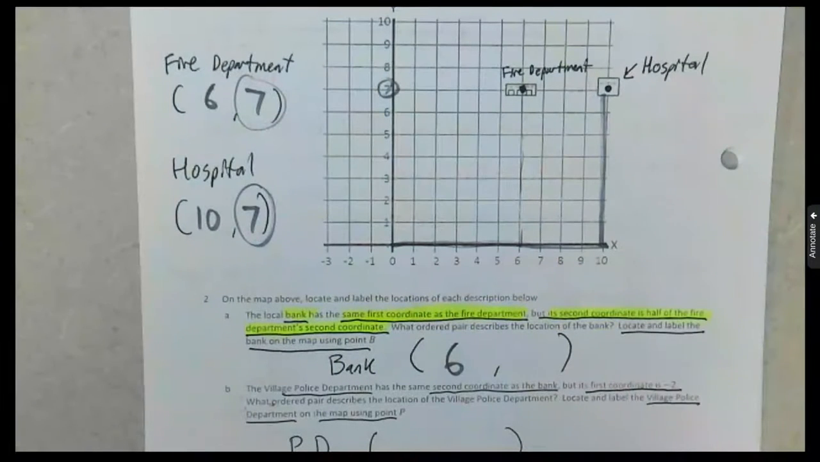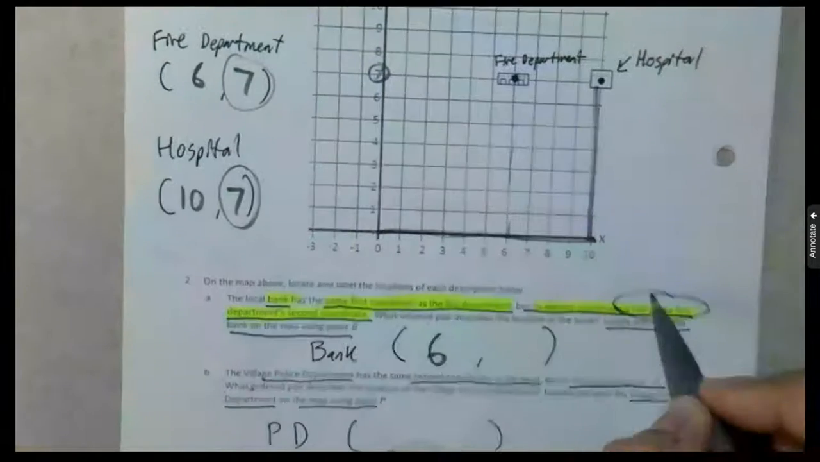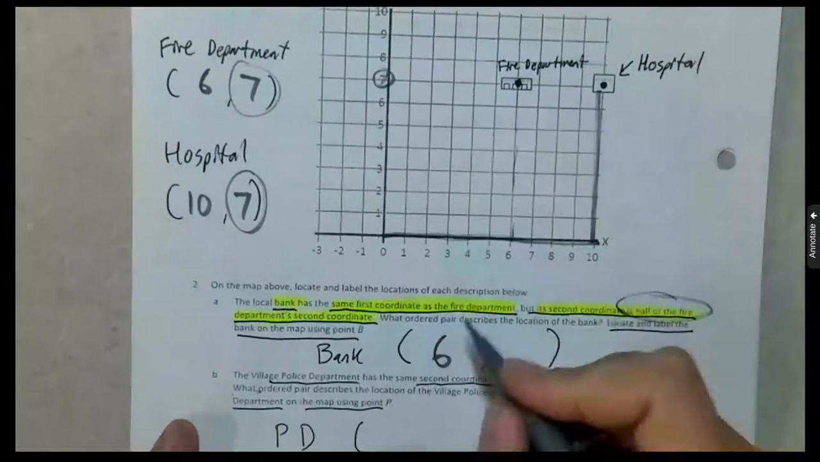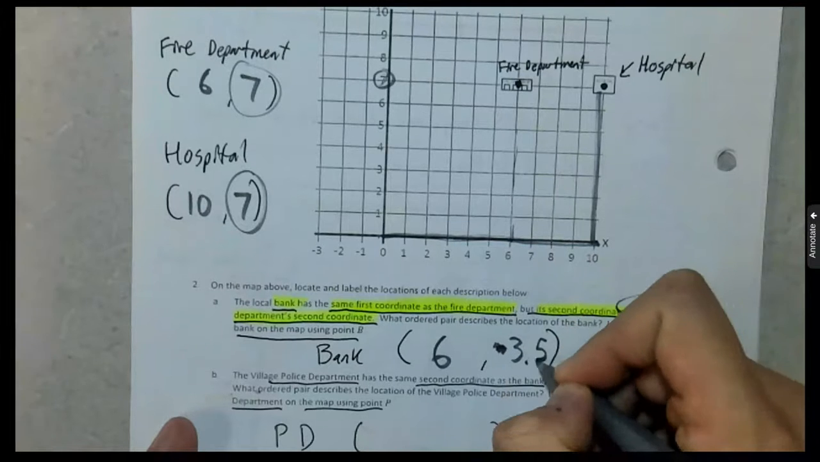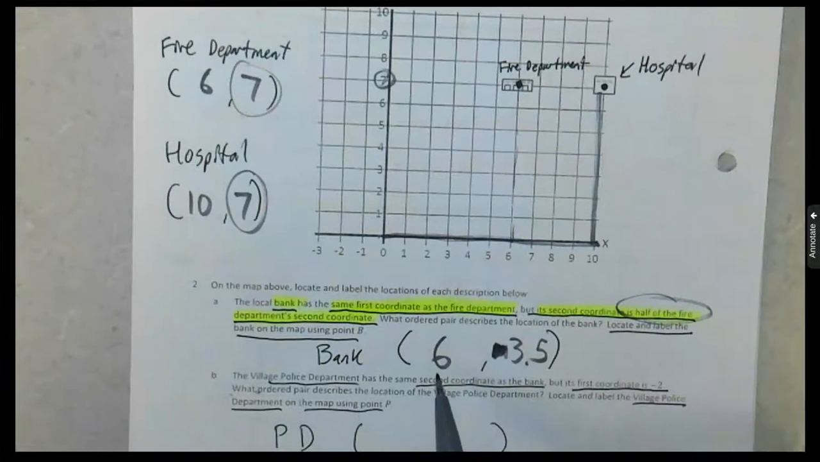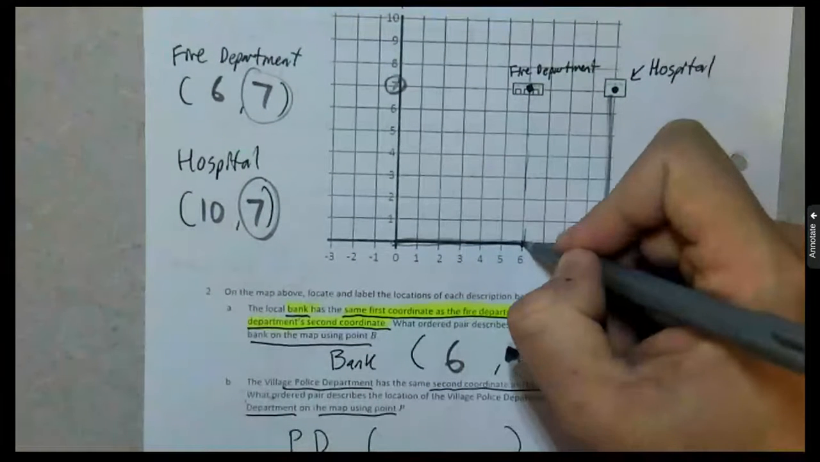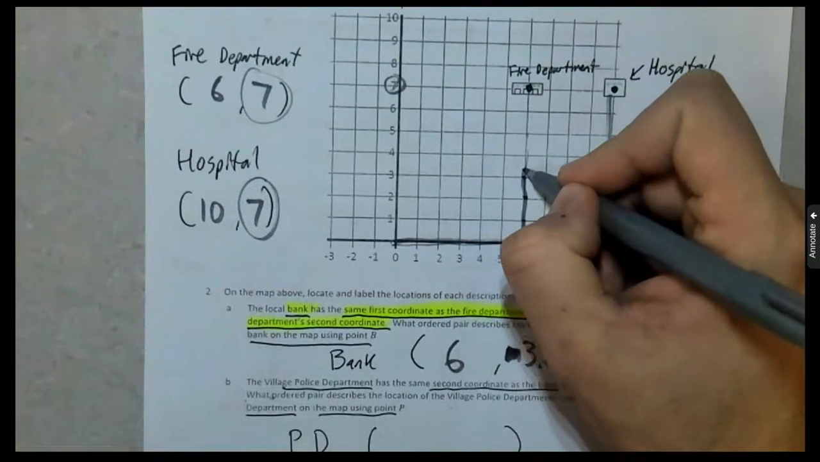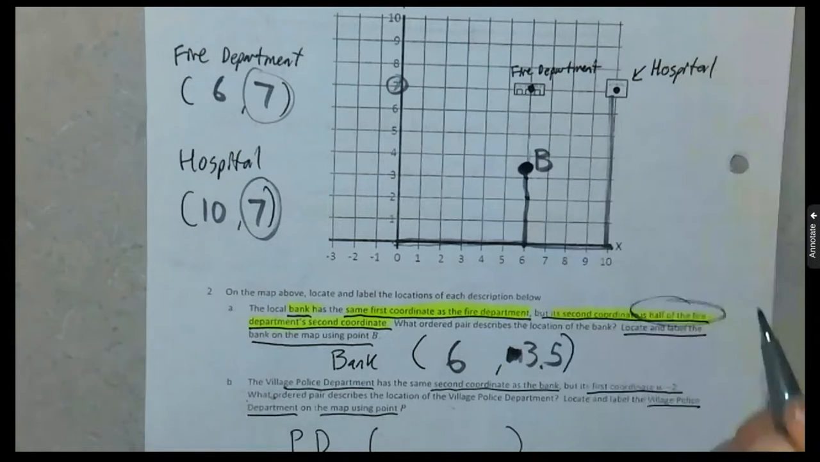Okay. So the second coordinate, the Y, it is half of the fire department. So half of 7 is going to be 3.5. Okay, so we have the bank at 6, comma 3.5. Locate and label it using point B. So you're going to go over 6 and up 3.5. 1, 2, 3, 3.5. So right there is the bank.